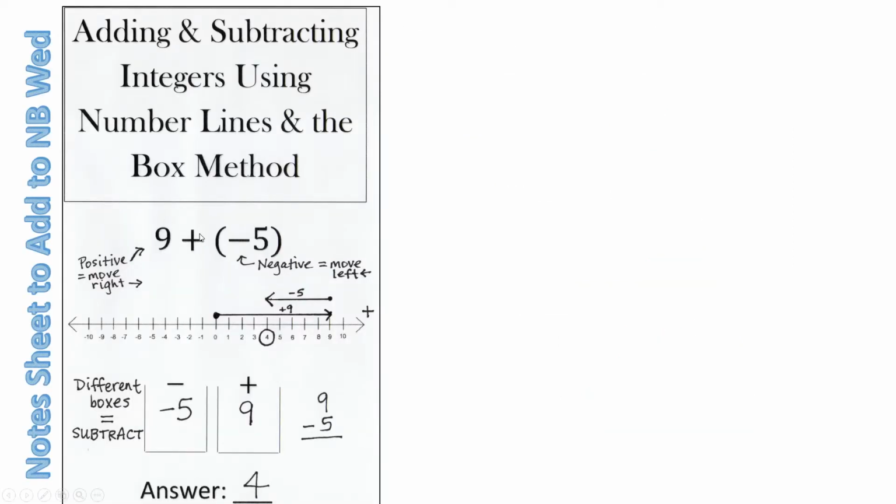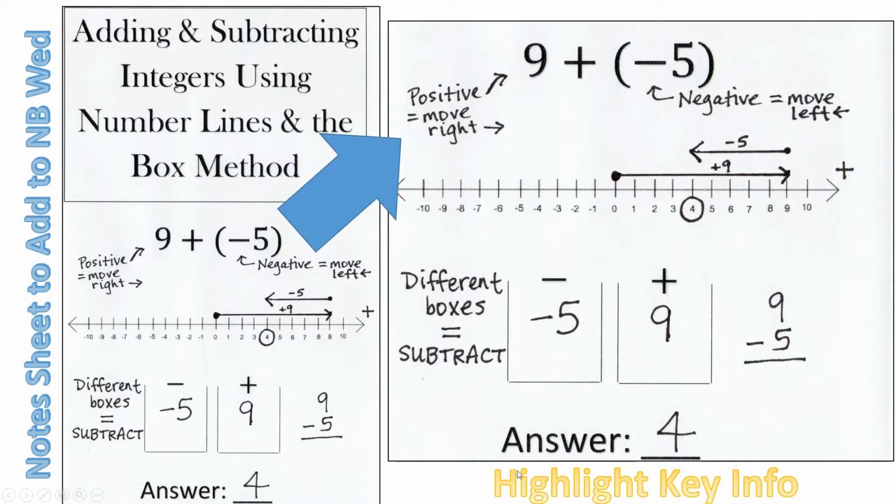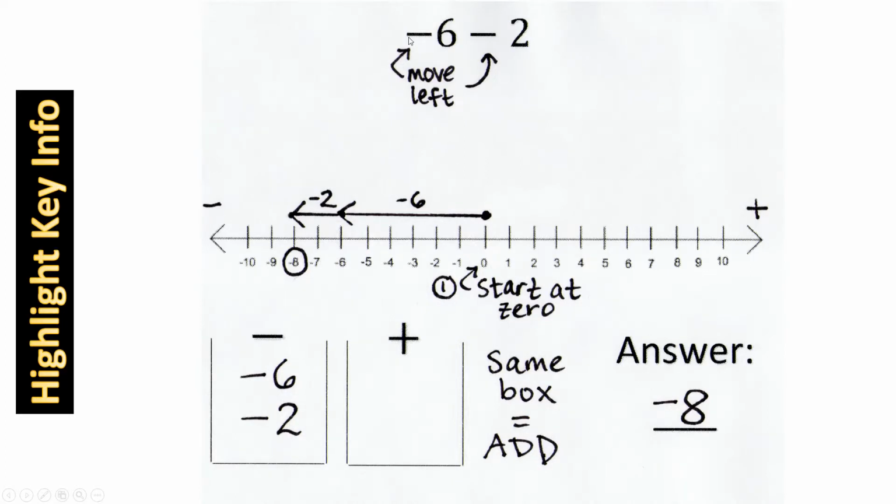So you should have the notes sheet, hopefully. And here it is enlarged. I would like you to highlight key information, looking at this is a positive, this is a negative. So on the number line, we're going to go right when it's a positive, left when it's a negative, and therefore we would subtract different boxes. If we're using box method, means we'll need to subtract them, and that is a +4. We have this one where we have a -6 and a -2, which is the same thing as a -2. So we're going to be going left twice.